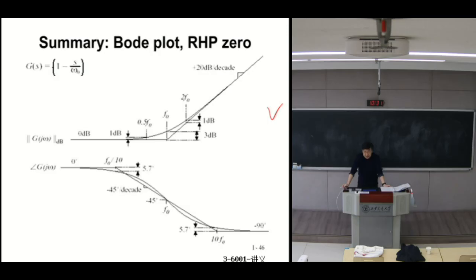You can see the magnitude is the same as a normal zero. For low frequency it is flat, and for high frequency it changes to plus 20 dB per decade, or plus 1 slope. For the phase angle, at low frequency it is 0 degrees, and at high frequency minus 90 degrees. That's the normal pole phase angle. So this is so different. Pay attention to this. The right half plane zero is quite different from a normal zero and quite different from a normal pole.